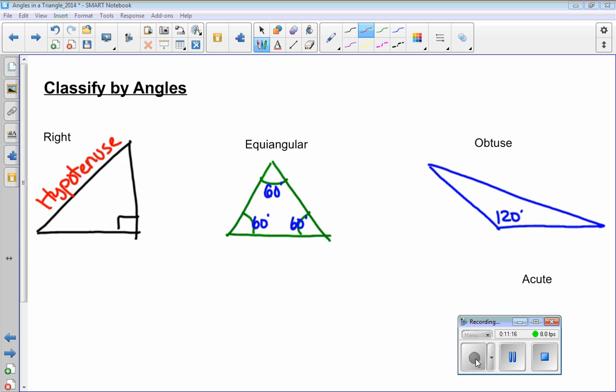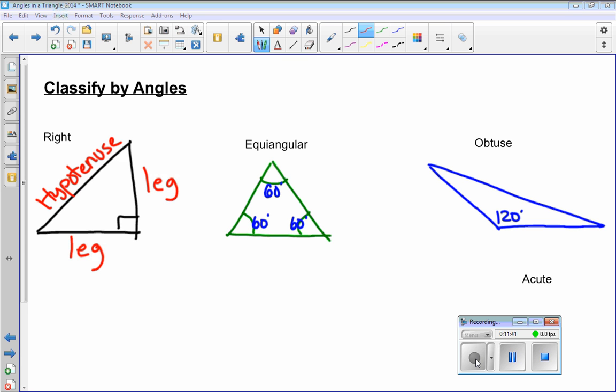Do you know what the other two legs are called? Somebody else. Any of you know? They're called legs. Very good. And they're both legs. Sometimes they're congruent, sometimes they're not. Okay? So we don't know necessarily if they are. Sometimes it's an isosceles triangle. Sometimes it's not. Okay?